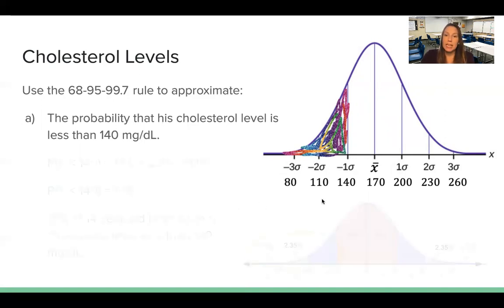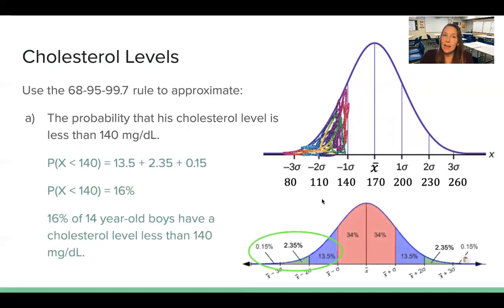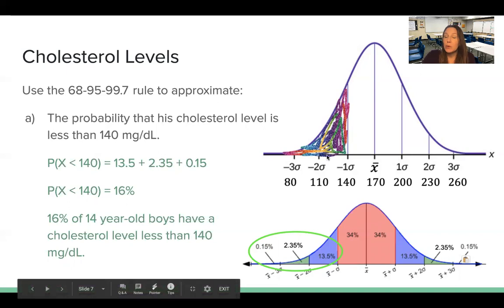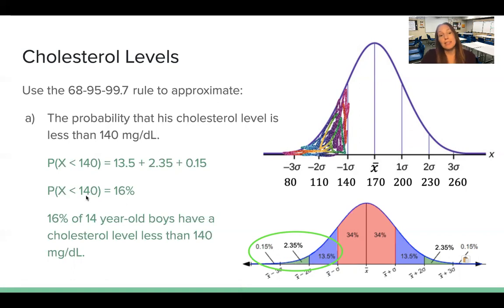So I have that shaded here, and then I can use my 68, 95, 99.7 rule to identify the percents that go with those areas. So I know that will be 13.5% plus 2.35% plus 0.15%. So the probability that the cholesterol level is less than 140 milligrams per deciliter is 16%. So about 16% of 14-year-old boys have a cholesterol level that is less than 140 milligrams per deciliter.